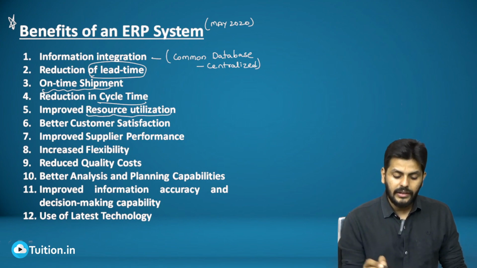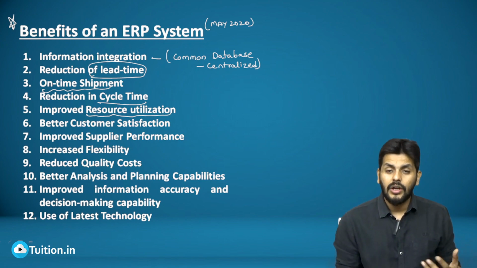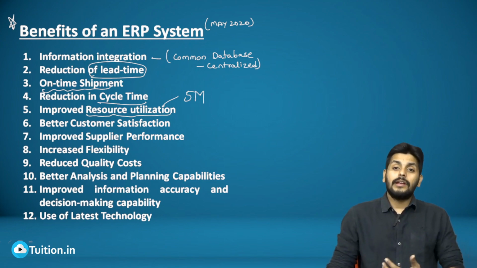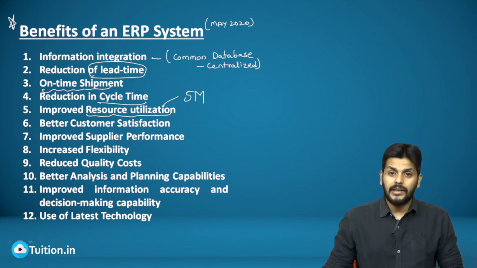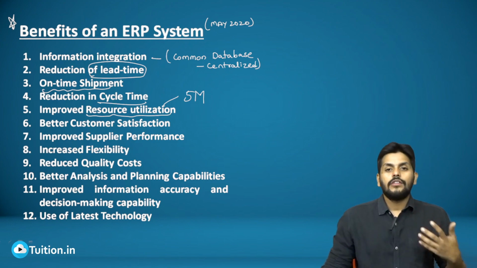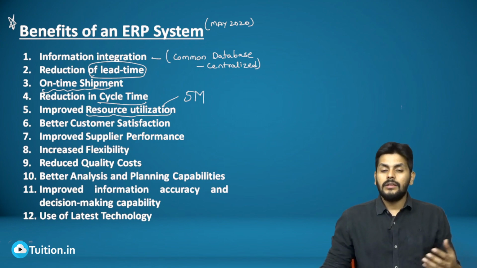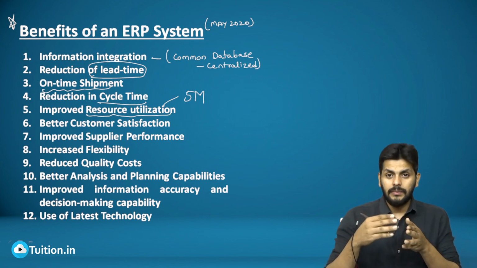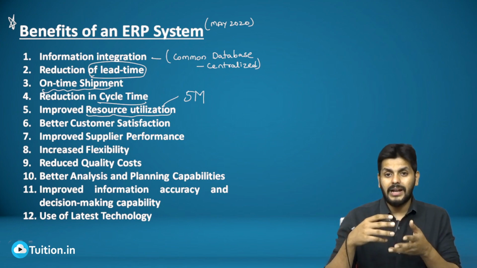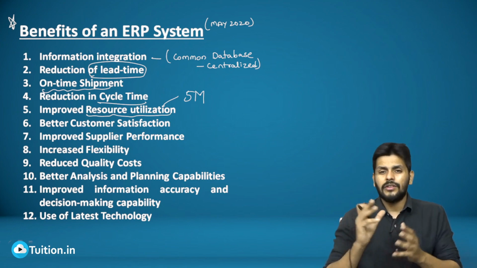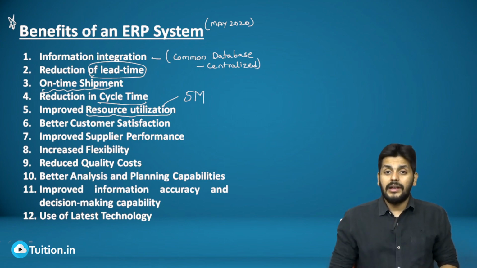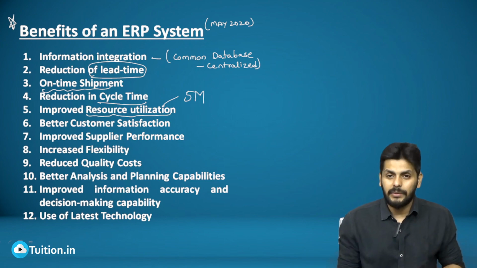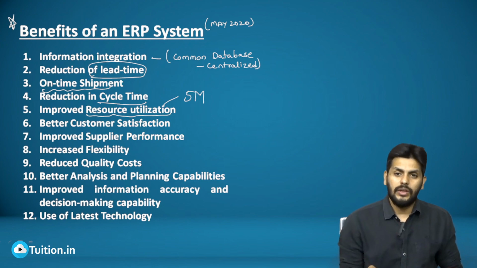Improved resource utilization: none of the resources will be idle. You remember the 5 M's: men, material, money, machinery, market. Resource utilization tends to be better. For example, first the order is placed, then the procurement team will procure the necessary goods, manufacture, and then the dispatch team will dispatch. There is a chain of activities and all of them are connected, and since everybody knows what's coming in and what's going out, idle time is reduced. None of the resources will be wasted.